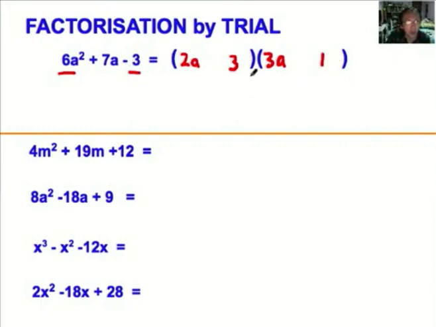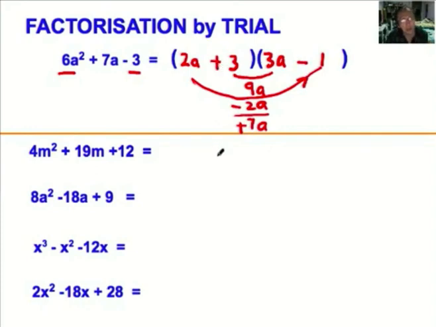To determine the sign, we must figure out the middle term. To do that, we multiply across to give us 9a, and multiplying across here will give us 2a. What we need is a positive 7a, and to achieve this must be a negative. Therefore, this term here must be negative, and this term is positive. That completes our factorization. We now take a look at further examples.